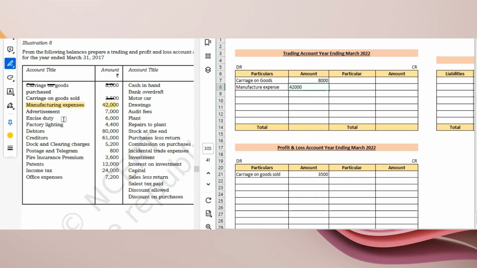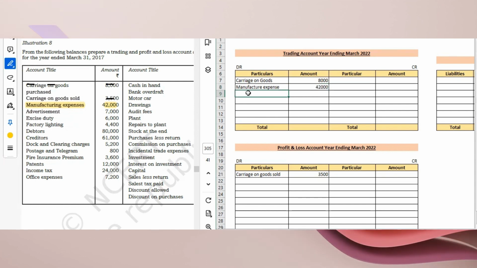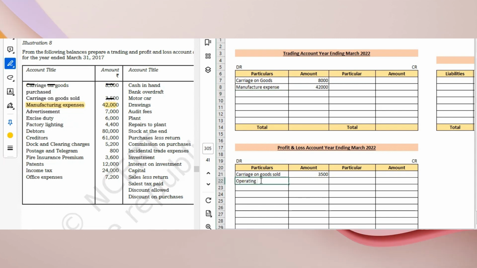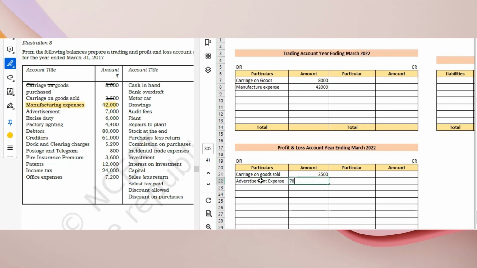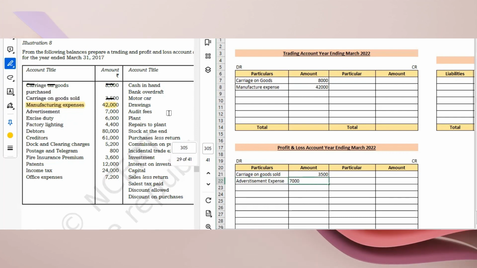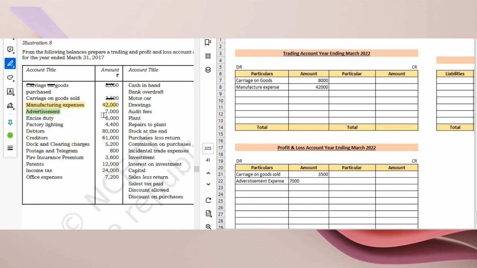Next, advertisement. Advertisement expenses are indirect expenses, so they are operating expenses, and they should come under the profit and loss account. The advertisement is 7,000. This we will use in green. All your operating expenses we will mark in green.